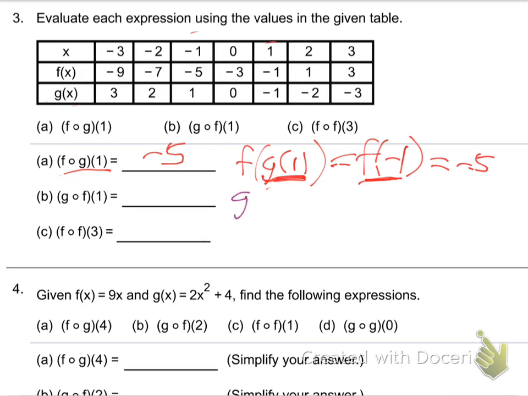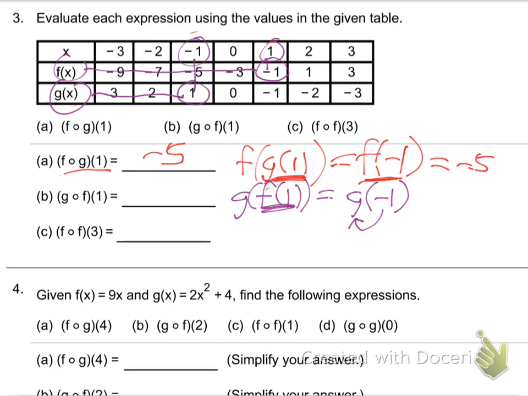So I'm going to go g of f of 1. So start on the inside, f of 1. What does that mean? Put 1 into f. Where do they intersect? Negative 1. Again, that inside is negative 1. And then negative 1 now goes into g. So negative 1 into g, boom, boom, out comes positive 1.